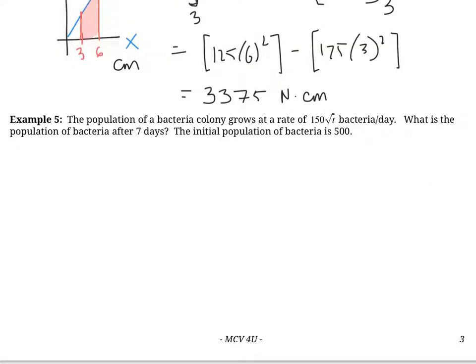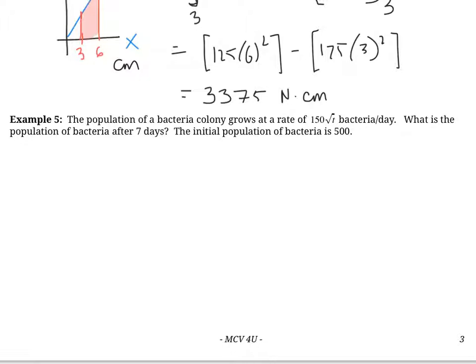So this is another type of question where it has to do with population growth. And what we're given in the question is that the colony is growing at a rate of 150 root t bacteria per day. So we're given the rate of change of the population, essentially. We're given the rate of change, and we want to find the population at a certain point after 7 days. So we're given the derivative, essentially, and we want to find the original function, right?